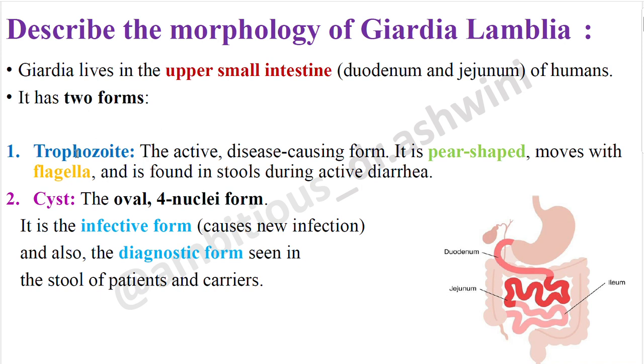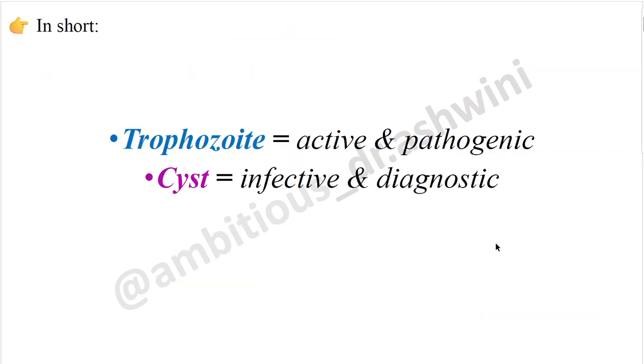So it has two forms, trophozoite and cyst. Trophozoites are the active disease causing form. It is pear shaped, moves with flagella, and is found in stools during active diarrhea. Cysts are the oval, four nuclei form. It is the infective form, causes new infection, and is also the diagnostic form seen in the stools of patients and carriers. So, in short, trophozoite is active and pathogenic, and cysts are the infective and diagnostic form.